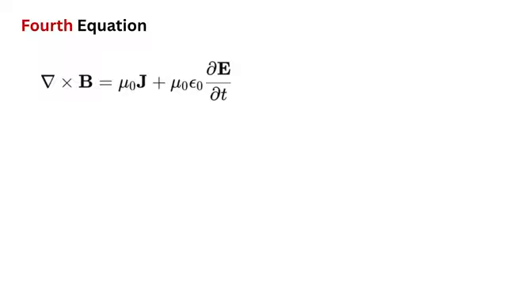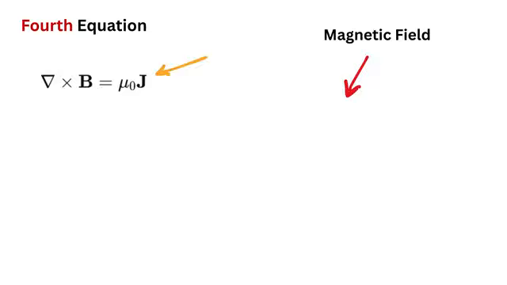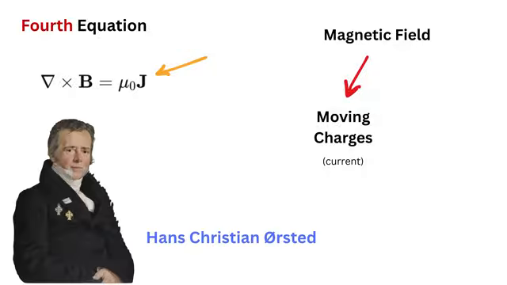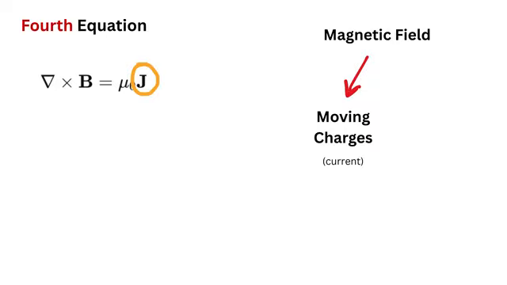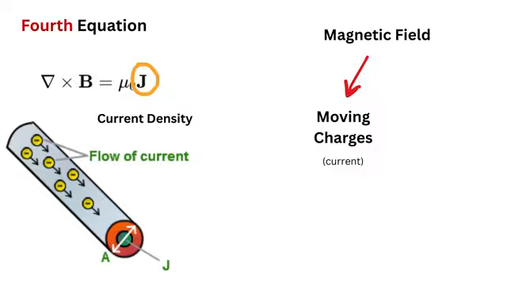Now let us move to the fourth and final equation, which talks about the curl of the magnetic field. First, a magnetic field can be created by moving charges. This was first discovered by Hans Christian Ørsted in 1820, when he observed that a compass needle deflects whenever electric current flows through a nearby wire. The term J in the equation represents current density, which simply means electric current flowing through a cross-section area at that point in space.